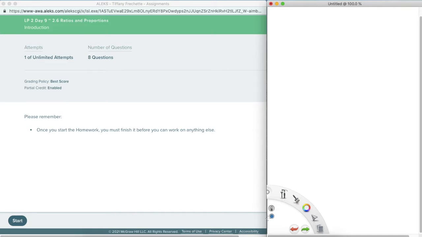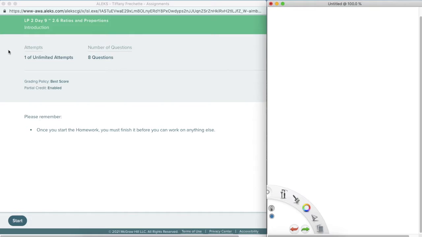All right, we are starting Chapter 2, Section 6, called Ratios and Proportions. I'm going to start the video out the same way I've been starting out all my other ones, just kind of walking you through what the screen looks like. So this is what it will look like when you click on any assignment, with the exception of two things.